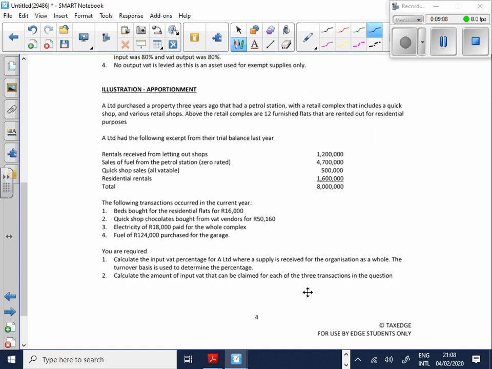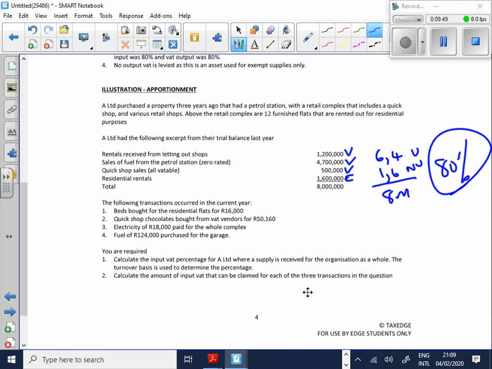So, guys, rentals for renting out shops, is that vatable? Yes. Sale of fuel, it's zero rated. So is it vatable? Yes. I don't care that it's at 0%, there's VAT on it. Quick shop sales, vatable. Residential rentals, exempt. So guys, in a question, you're not going to be given the percentage here. They'll sit there and they'll say 6.4 is VAT, 1.6 is non-VAT, gives you 8 million, and you're going to work out an 80% VAT input ratio.